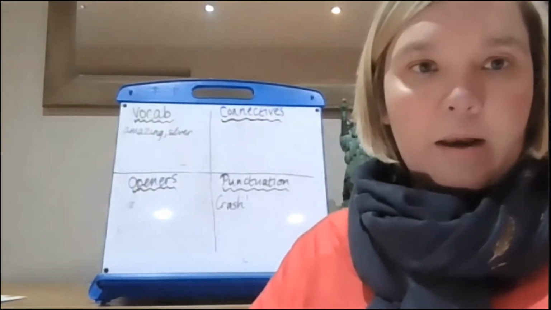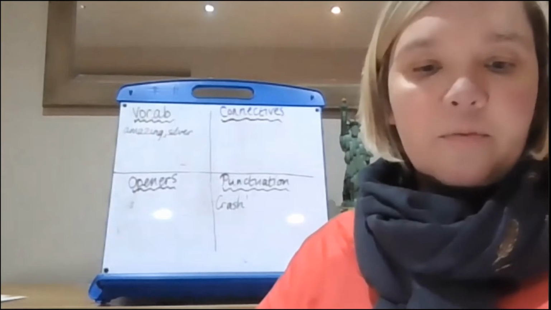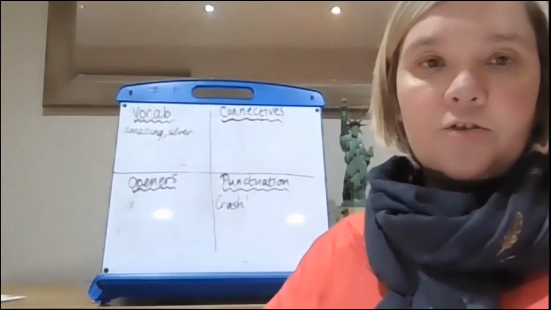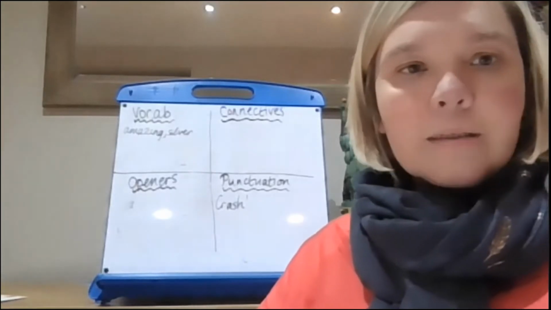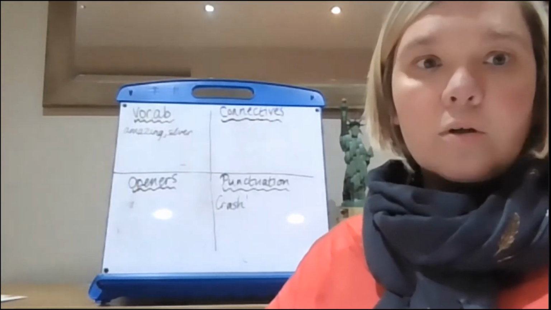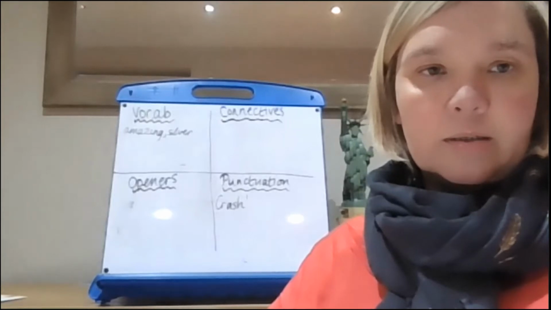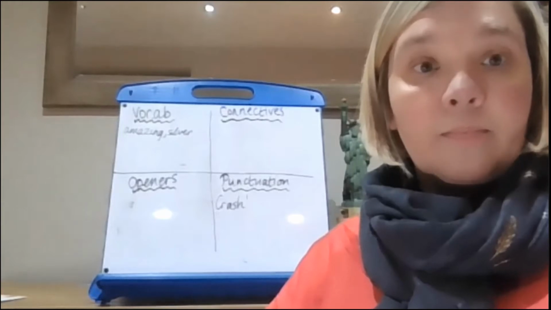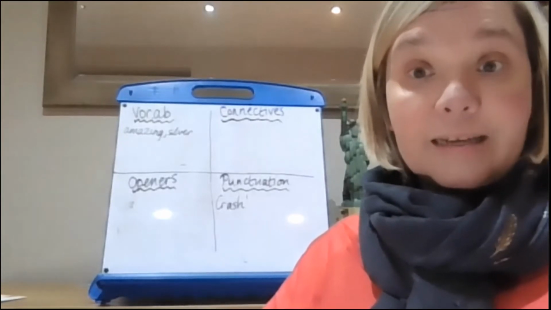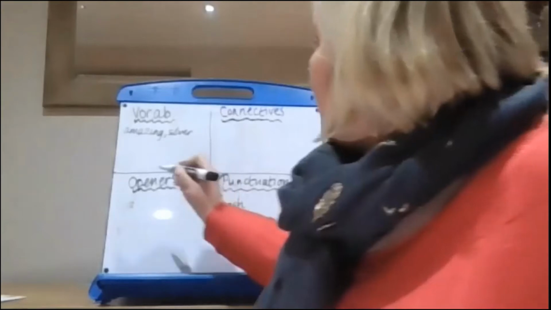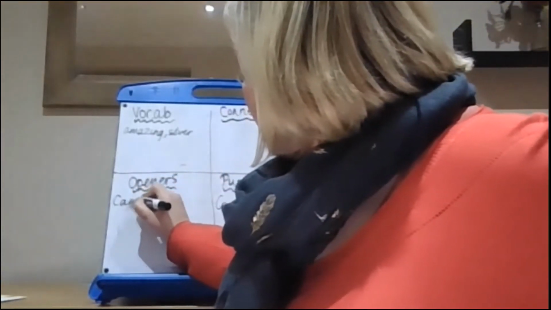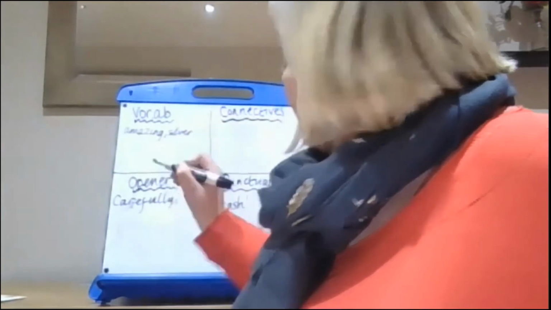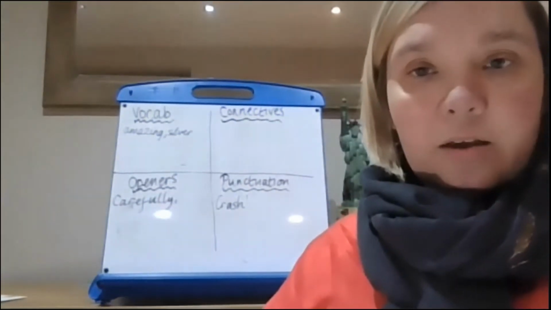Okay, let's have a look at our next sentence. Carefully, Professor Pete opened the door before setting out into the street. Now, what sentence starter have we got there? What sort of an opener have we got? How is Professor Pete opening the door? He's doing it carefully, isn't he? Okay, and that is one of our sentence openers.